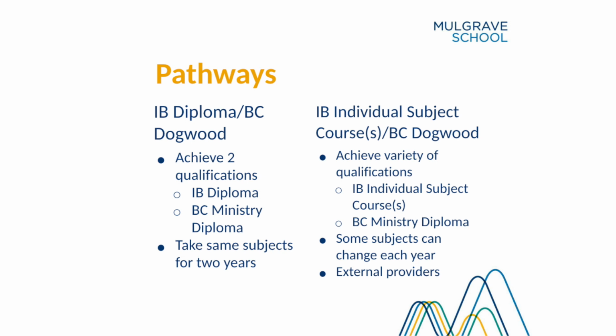Students who choose an enriched pathway to graduation will graduate also with a set of different qualifications. They will, of course, achieve the BC Ministry Diploma, the Dogwood Diploma, but they will also typically choose a few subjects that they will study for IB credit. How many will depend on each student's circumstances.